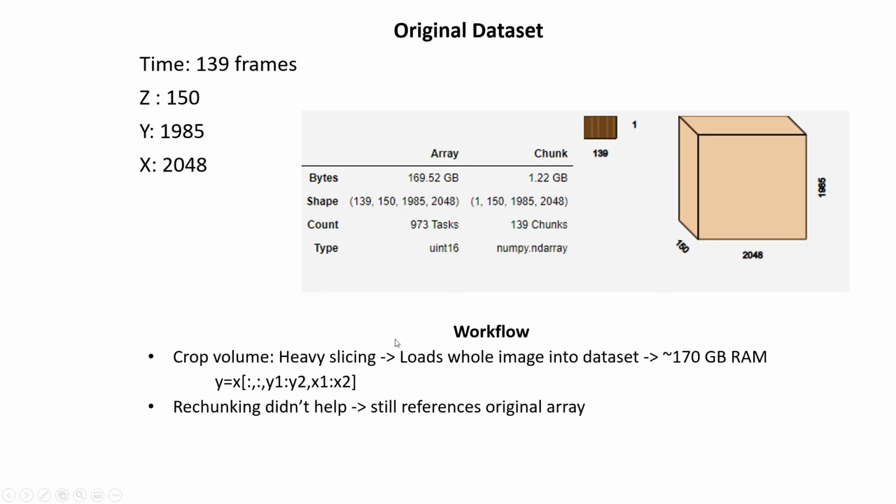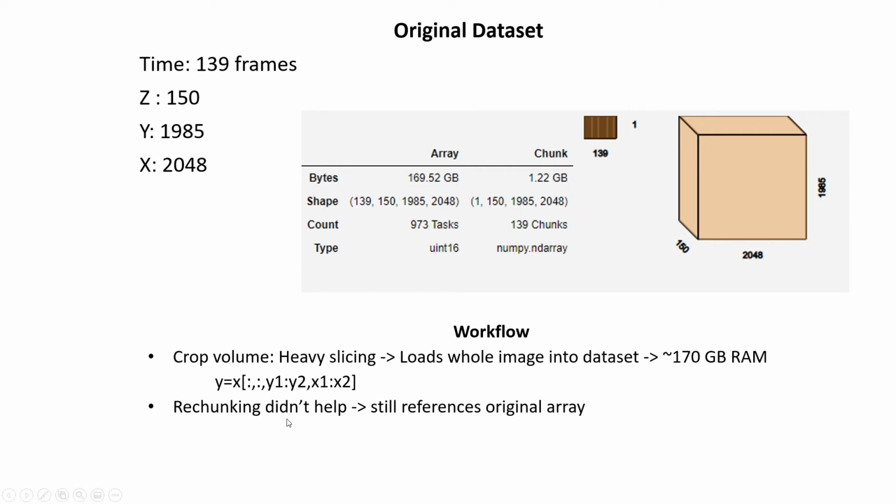So this is an example of a data set where you have 139 frames in the time dimension, 155 slices, and the resolution is 2048 by 1985. So when I load this image into my workflow, and when I perform the cropping based on the ROIs I've defined, for some reason it loads the whole data set into memory. So it's a 170 gig data set, so it ends up taking around 170 gigs of RAM. And this defeats the purpose of using Dask, so I wasn't sure if it was something to do with the way I was running this.